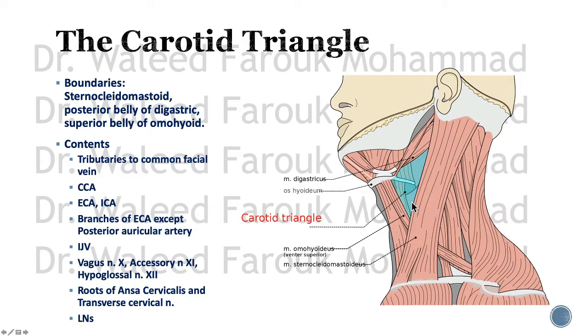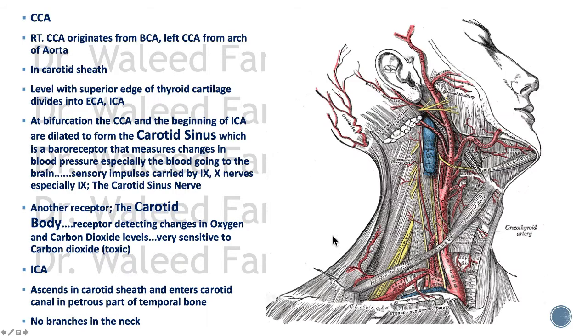Remember the transverse cervical nerve that came out of the posterior border of the sternomastoid and turned anteriorly to supply the skin of the anterior triangle. It's a branch of the cervical plexus. We studied this. So let's start.